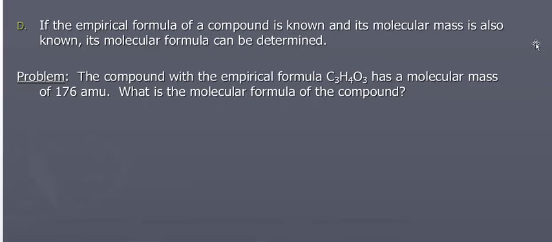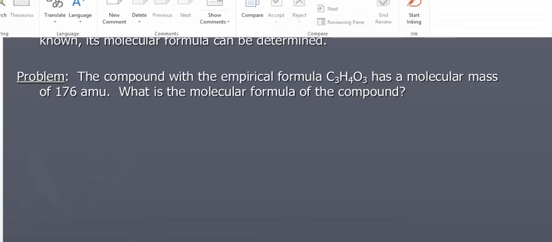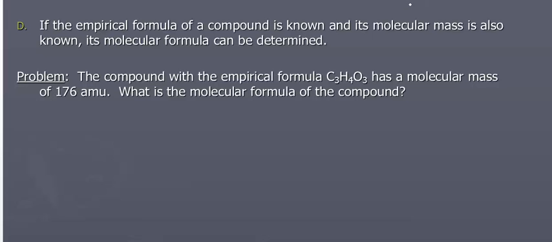Finally, if I know the empirical formula and the molar mass, I can get the molecular formula. So in this particular example, I know the empirical formula. The reduced form is C3H4O3. I know the molar mass. What is the molecular formula? Well, the first thing I'm going to do is take this compound, and I'm going to get the molar mass of C3H4O3 from the periodic table. So we're going to add those together. 3 carbon, 4 hydrogen, 3 oxygen gives me a mass of 88 atomic mass units.